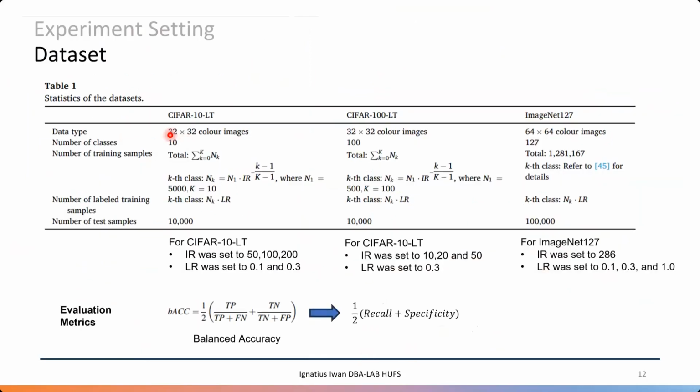And this is how they split the data for the experiment setting. They use the imbalance ratio or IR and also the labeled ratio or LR for the settings. And then they try the data sets CIFAR10 and CIFAR100 and also ImageNet127, which is a modification of the original ImageNet. And we can see the settings below here. And for the evaluation metric, they use balanced accuracy, which is just half of the total recall plus the specificity.